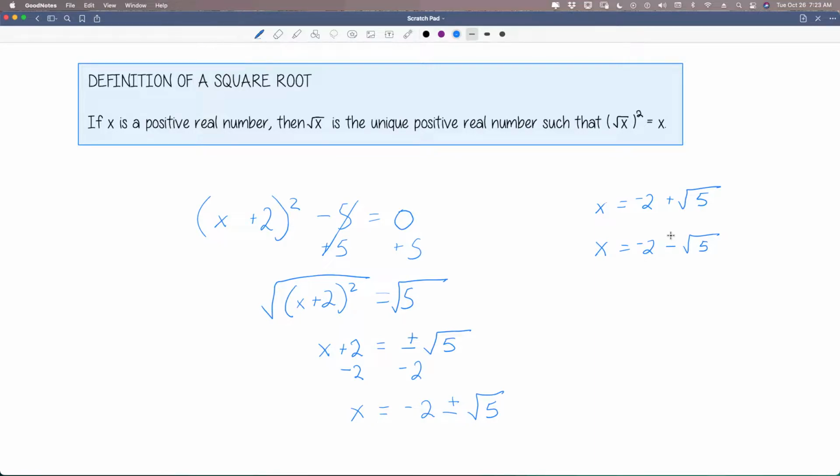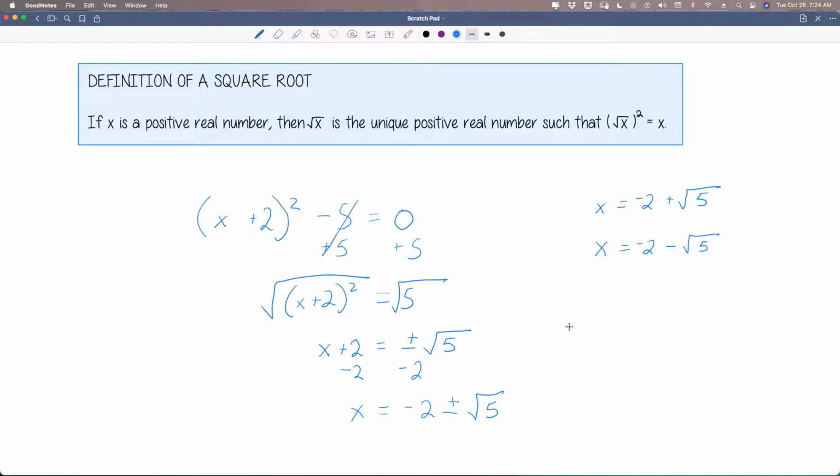This is permitted because it follows directly from the definition of a square root, which is that if x is a positive real number, then the square root of x is the unique positive real number such that the square root of x squared is equal to x. But when we do this, we must always check our answers in the original equation, because squaring both sides of an equation sometimes generates an equation that has roots that are not roots of the original. What that means is sometimes the answers don't check.